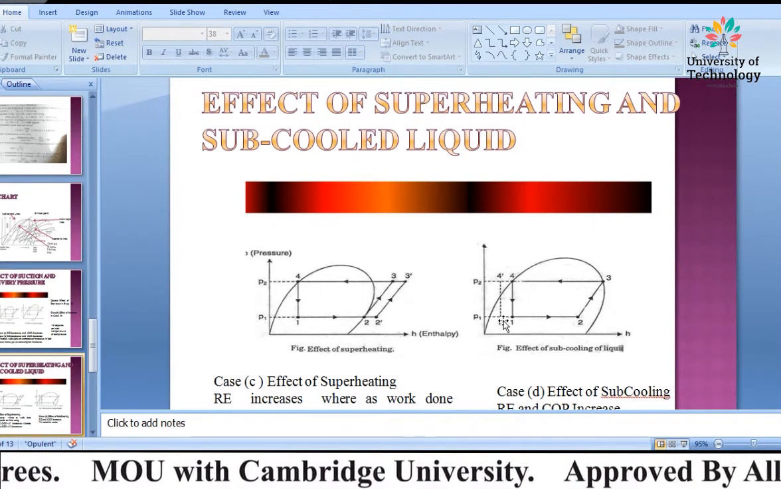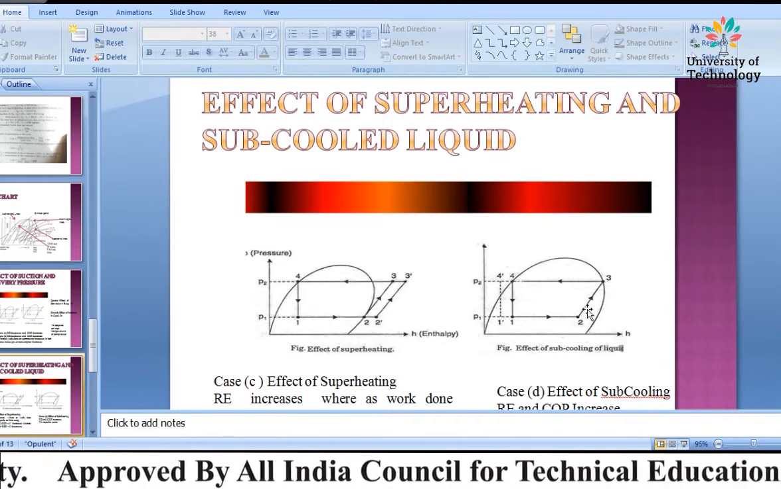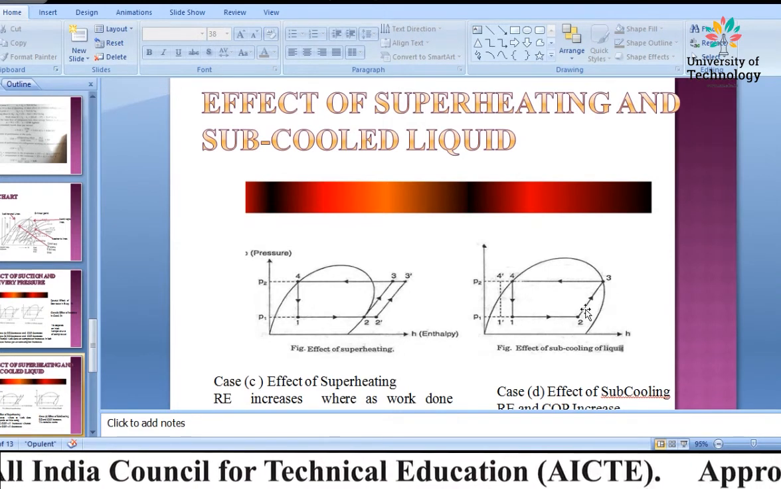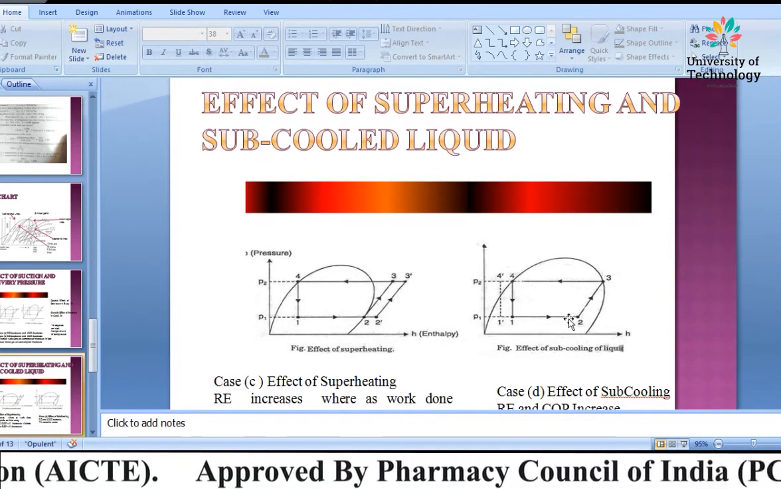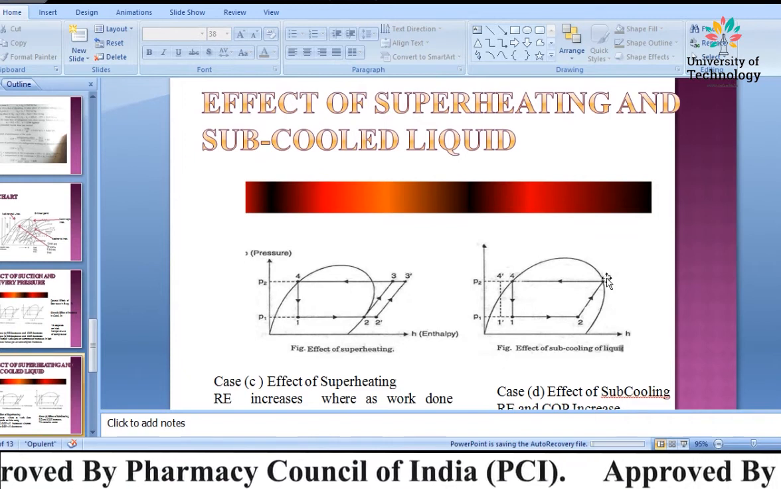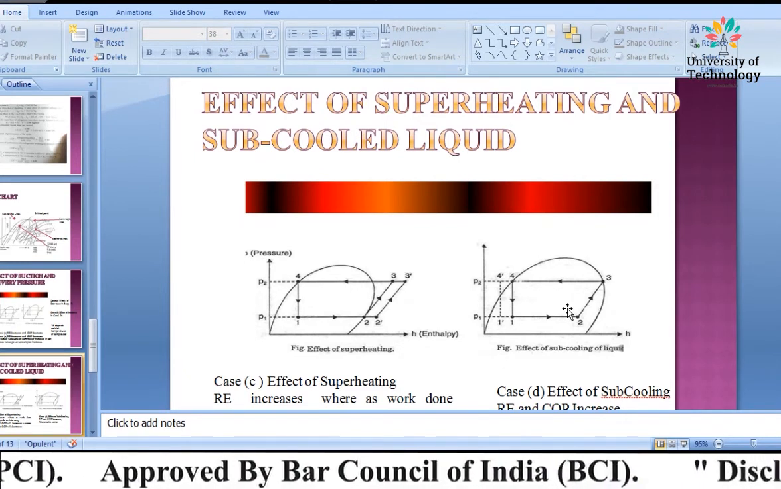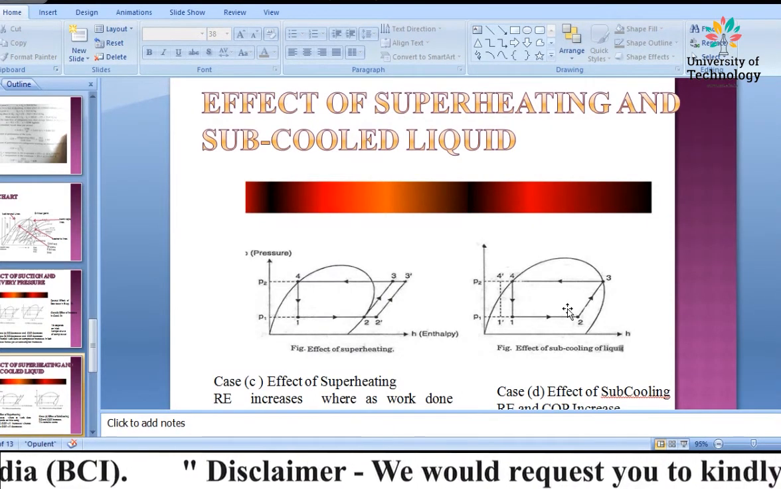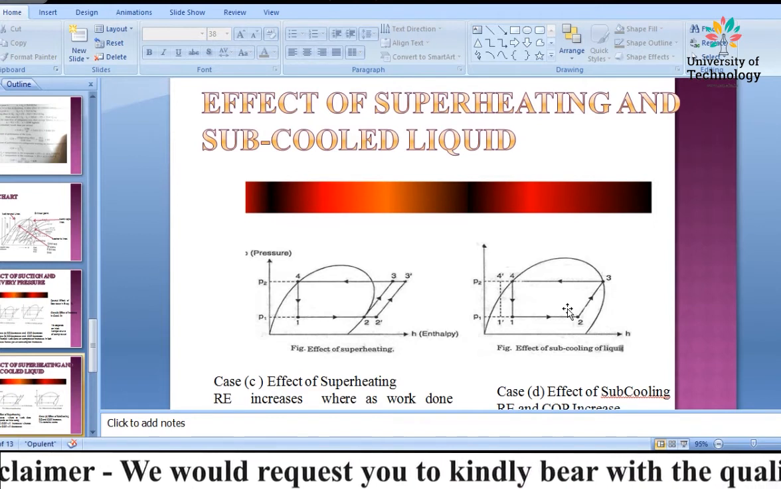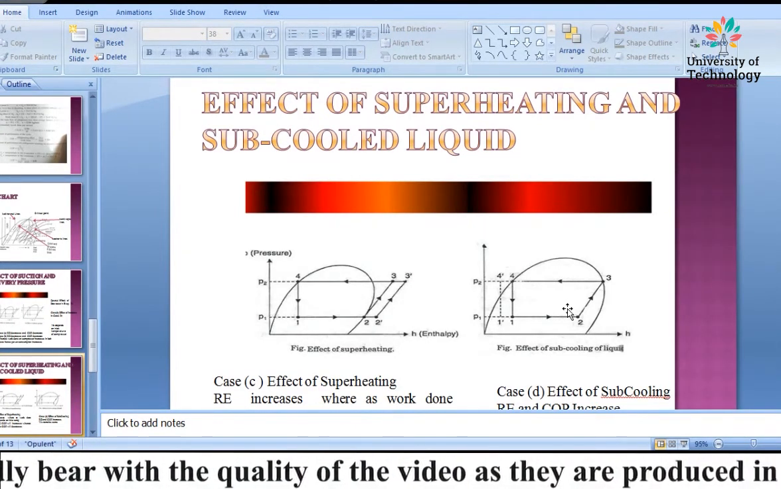Then compressor work remains unchanged: in the initial condition 2-3, and in the final condition also 2-3. So the refrigerant effect increases and compressor work remains unchanged. COP is the ratio of refrigerant effect to compressor work. So COP increases because refrigerant effect increases and compressor work remains unchanged.